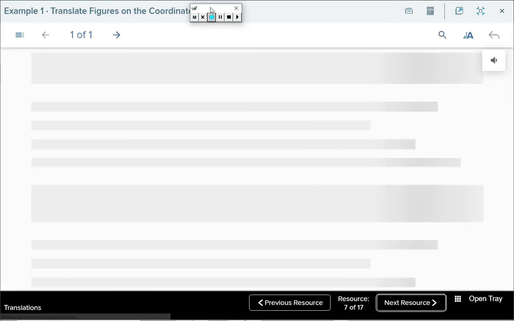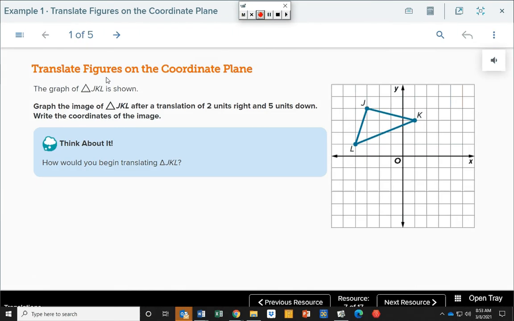All right, so if we're going to translate a figure on the coordinate plane, of all the transformations that we're going to do, translations are the easiest because they just slide. So if we have this one, triangle JKL, after a translation of 2 units right and 5 units down, write the coordinates of the image. Now, first of all, is this an image or a pre-image? Pre-image. So if I want to translate this, each point is going to go 2 units right and what? 5 units down. So if I go 2 units right and 5 units down, where's that new J going to be?